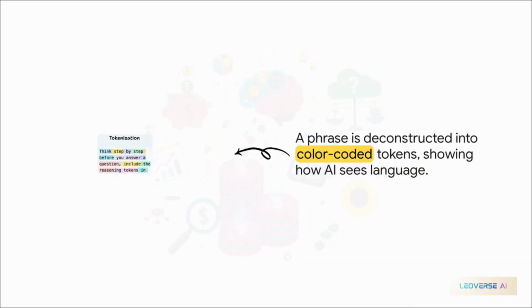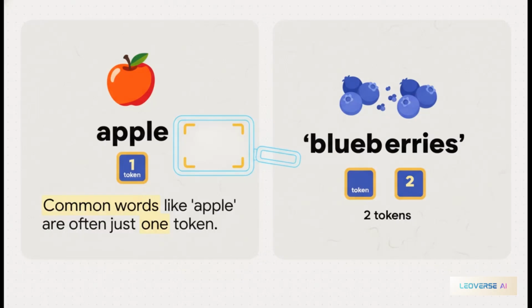And this image right here gives you a perfect peek under the hood. To us, it's just a simple phrase, but to the AI, it's this whole sequence of different colored chunks. Each one is a token. This is literally how the AI sees our language. Now, here's where it gets a little weird.